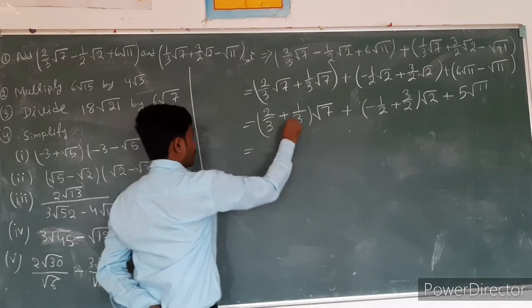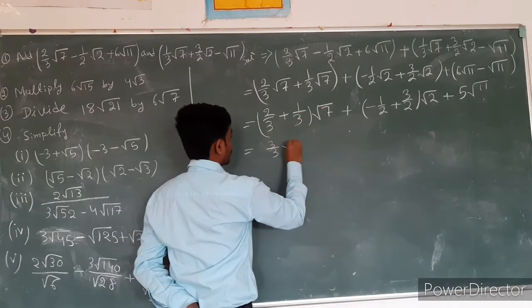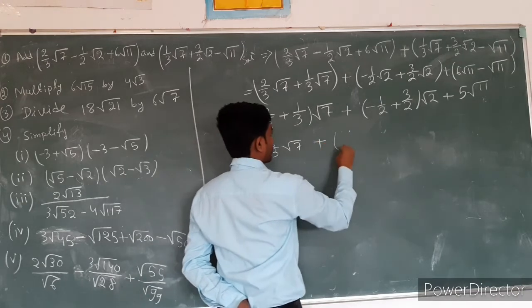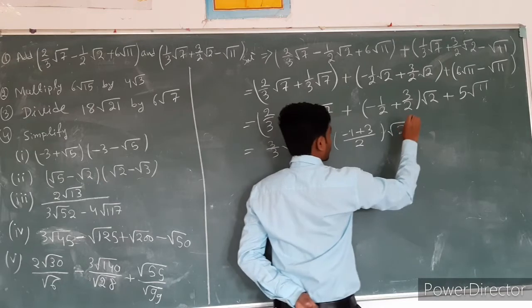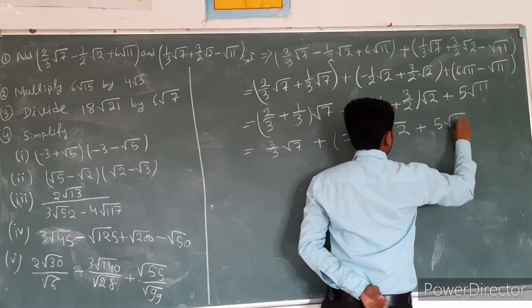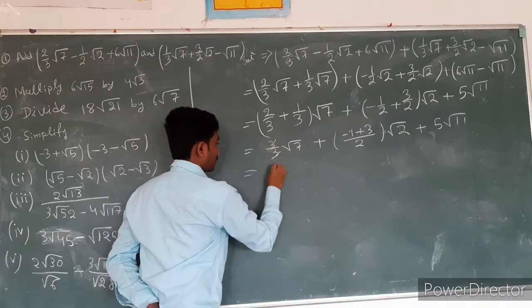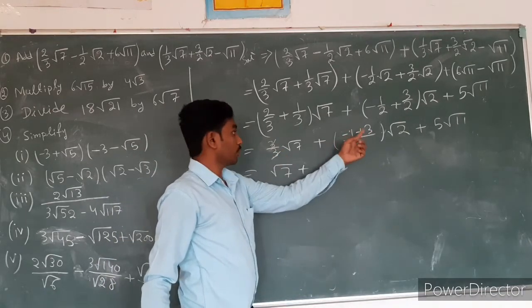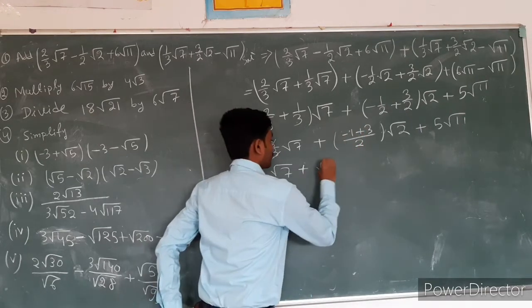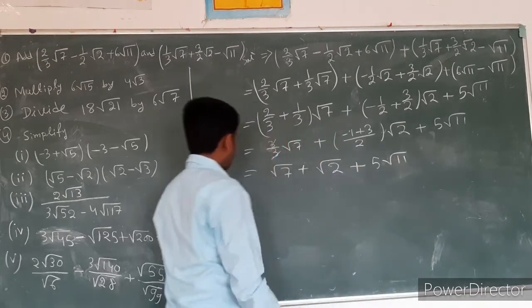Now we simplify these two. We get 3 by 3 root 7 plus minus 1 plus 3 by 2 root 2 plus 5 root 11. 3 by 3 cancel. Root 7 plus 3 minus 1 is 2, 2 upon 2 is 1. Root 2 plus 5 root 11.